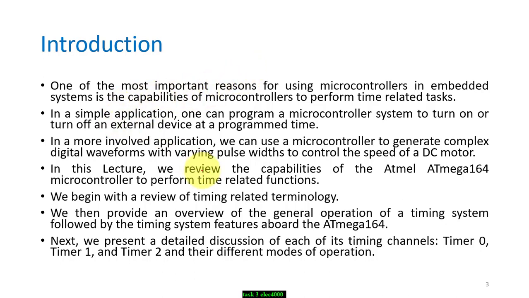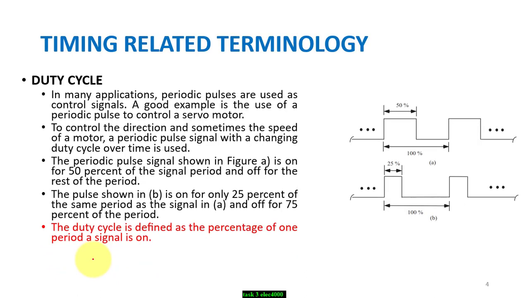Now, we are going to take into consideration the ATmega 164, which is one of the ATmega microcontrollers. This microcontroller has three timers: two 8-bit timers, which are timer 0 and timer 2, and one 16-bit timer, which is timer number 1. Now, usually we know that signals have frequency and time period, and there is an extra thing which is called the duty cycle.